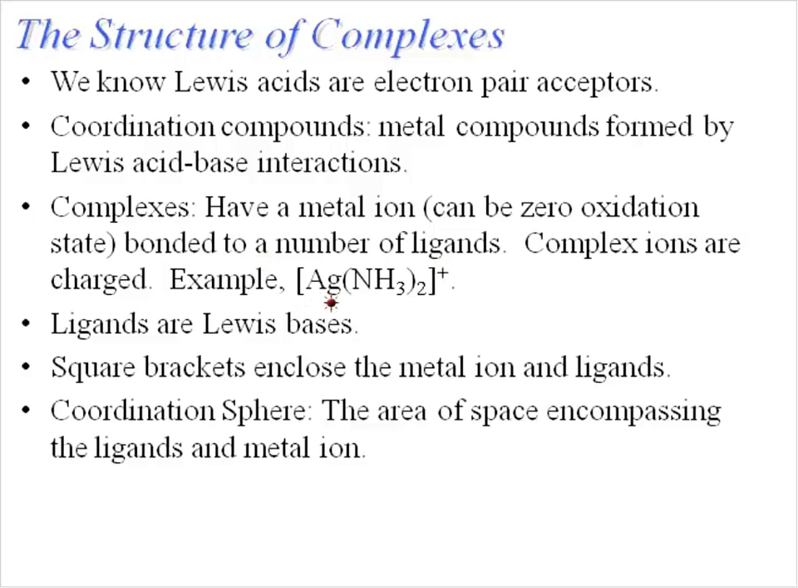So we have a metal connected to some ligands, and a ligand is an electron pair donor. Plus is the total charge on this system. The area of space encompassing the ligand and the metal is called the coordination sphere.